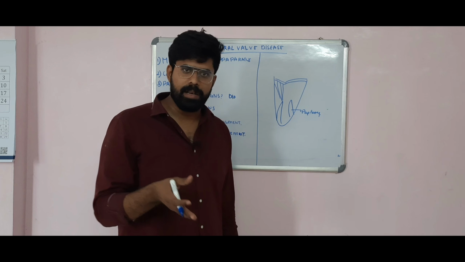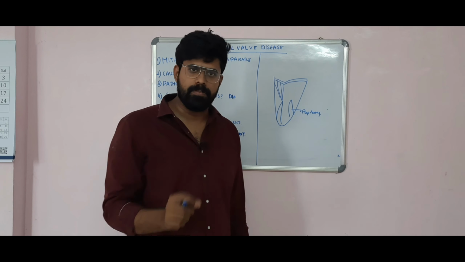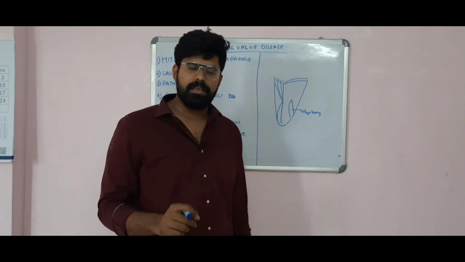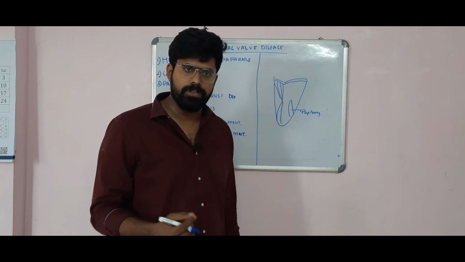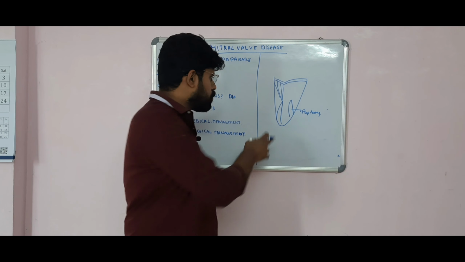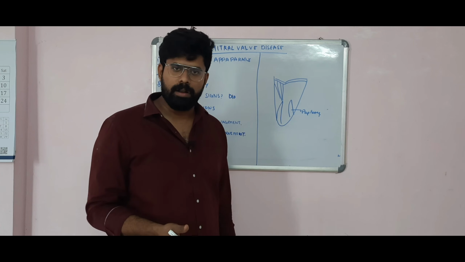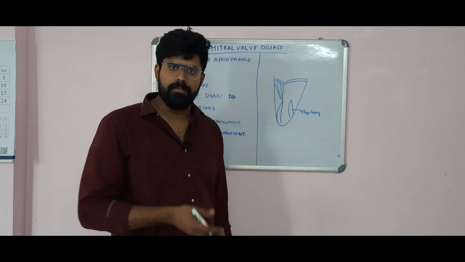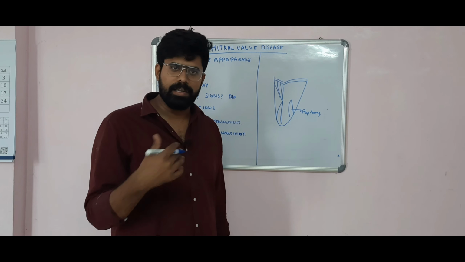Whereas the posteromedial papillary muscle has a single blood supply by the right coronary artery. Hence, in a case of right coronary artery occlusion and inferior wall MI, this posteromedial papillary muscle can be ruptured, and rupture of the posteromedial papillary muscle can present as acute mitral regurgitation.